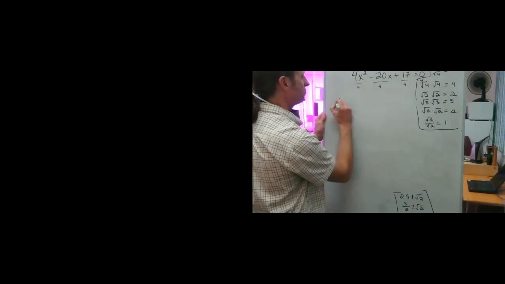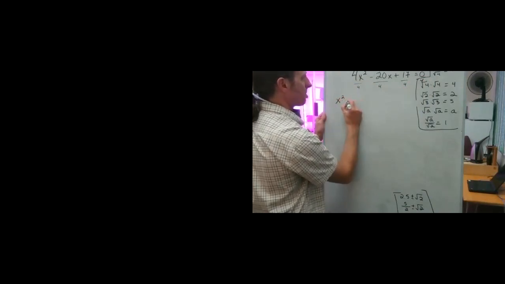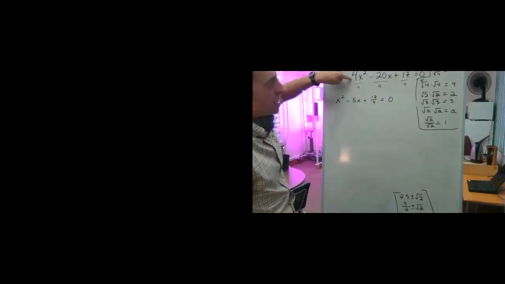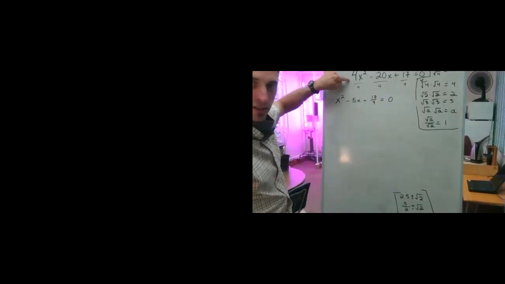We've got x squared minus 5x plus beautiful fraction 17 over 4 equals 0. Basically, what I'm trying to do is get rid of the leading coefficient, or make sure that the leading coefficient is 1.